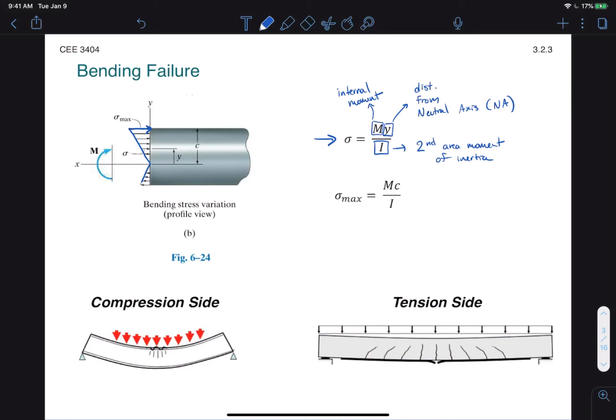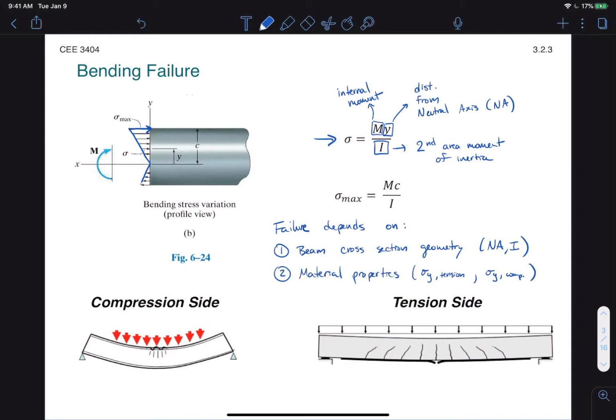Now, the exact mode of failure will depend on two primary factors. The first factor will be the beam cross-section, as this determines both the position of the neutral axis as well as the area moment of inertia. And it will also depend on the material properties, particularly the material's compressive and tensile yield strengths.